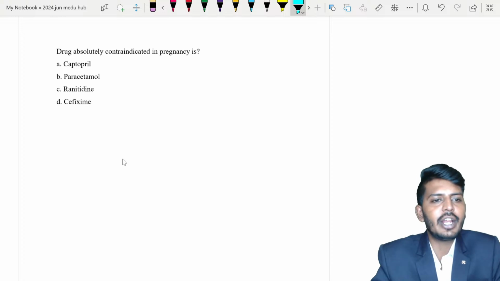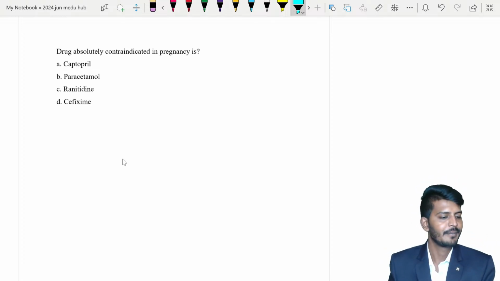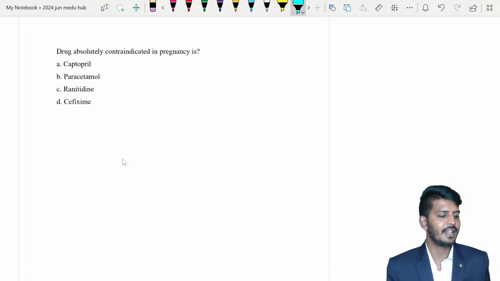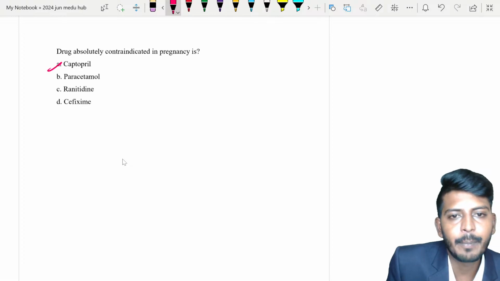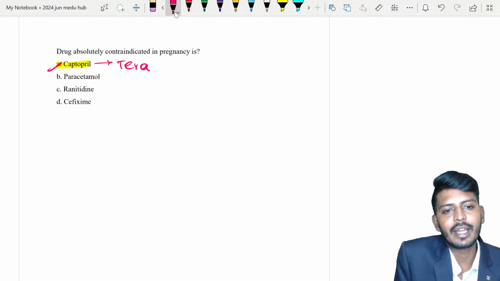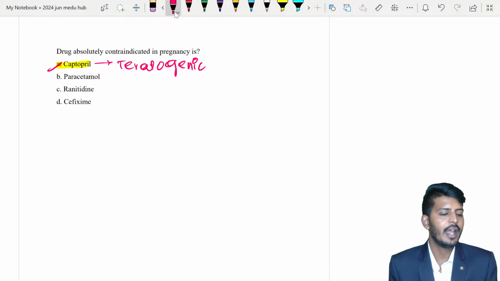Drug absolutely contraindicated in pregnancy is: captopril, paracetamol, ranitidine, cefixime. Tell me, what is the answer? Come on quickly. Absolutely contraindicated, should not be given at all. Okay, which is absolutely contraindicated? The answer is captopril. So please remember, captopril is a teratogenic drug. Very good, all of you gave the correct answer.